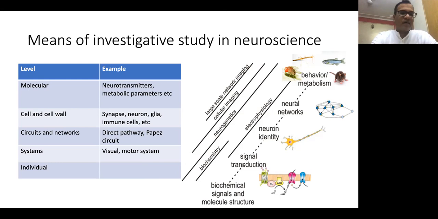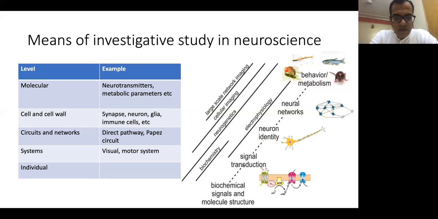In neuroscience, you have, in the form of synapses, the neurons, various neurons, the neurotransmitters that they secrete. You have the non-neuronal cells, the glia, the immune cells, which are very important. So those form the cell and cell wall level of neuroscience. All of these form circuits and networks, neuronal as well as non-neuronal. The common examples that we have are the direct pathway, the motor pathway, the Papez circuit for memory, etc.